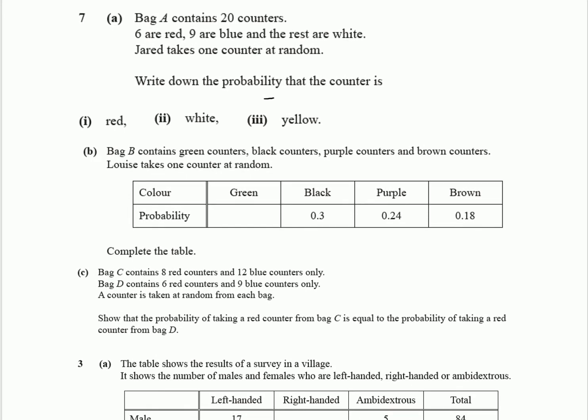A bag contains 20 counters, 6 are red, 9 are blue, and the rest are white. The rest are white is not very useful to us, so once again I'm going to work that out. 6 and 9 make 15, so there are 5 white counters. Jared takes one counter at random. The chances of getting a red counter are 6 out of 20. A white counter, 5 out of 20. A yellow counter, well, there aren't any yellow counters, it's 0. I would also want to make sure I wrote these fractions in their simplest terms. So 6/20ths would actually be 3/10, 5/20ths would be 1/4.